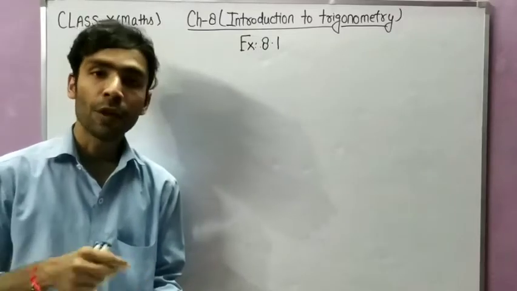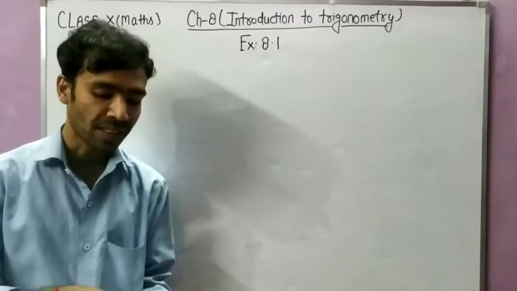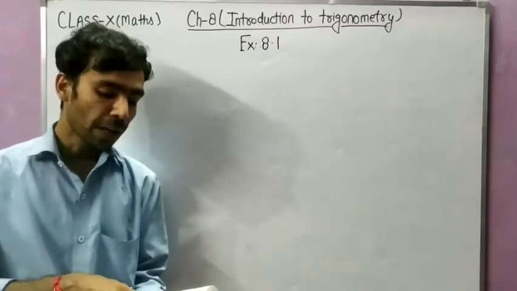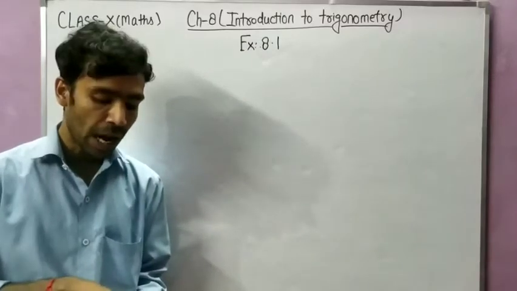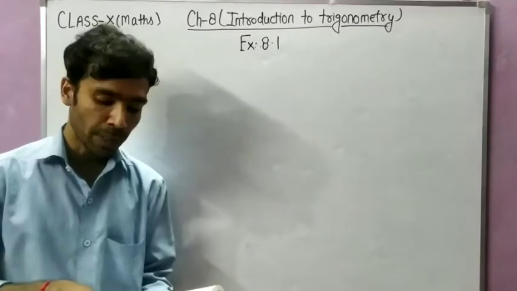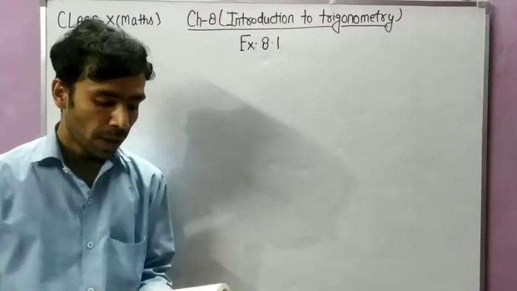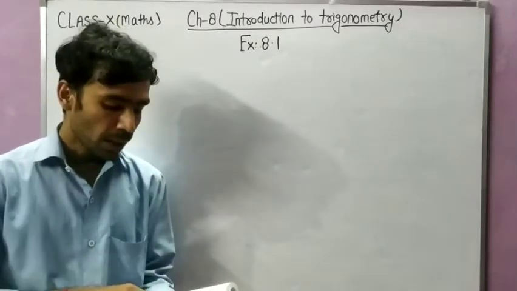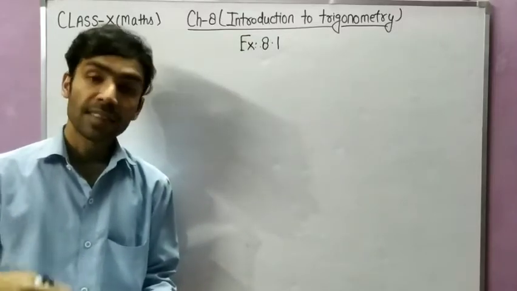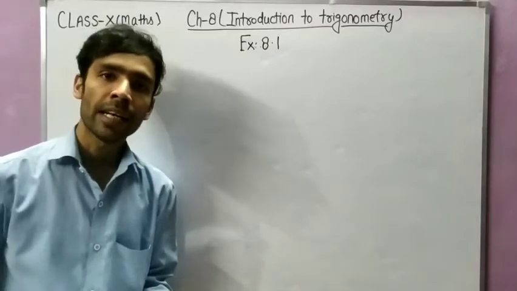So what I am going to do is solve question number 6 of exercise 8.1. And what is the question? If angle A and angle B are acute angles such that cos A equals cos B, then show that angle A equals angle B. I am going to repeat it once more: angle A and angle B are acute angles such that cos A equals cos B, then show that angle A equals angle B.